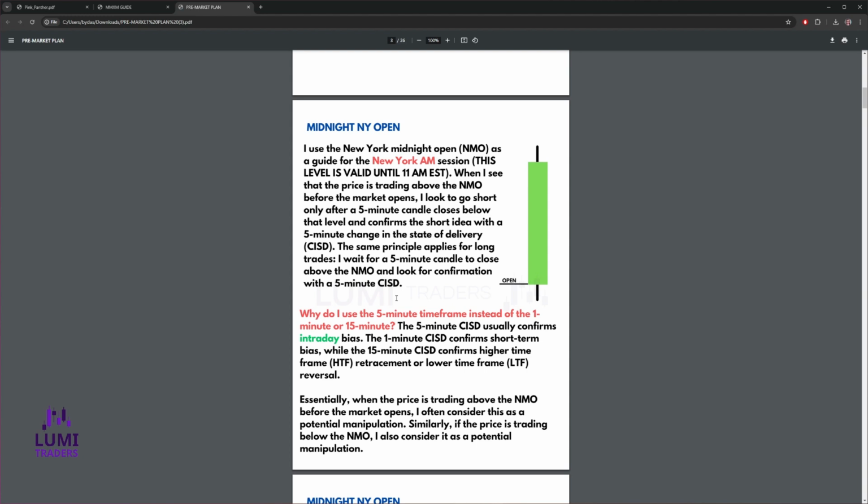Essentially, the basic understanding of how I use New York Midnight Open is, when the price is trading above New York Midnight Open before the market opens, I often consider this as potential manipulation. Not always, but often, most of the time. Similarly, if the price is trading below New York Midnight Open, I also consider this as potential manipulation. Once again, not always, but most of the time.